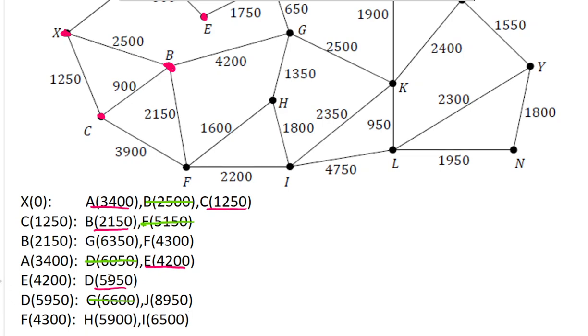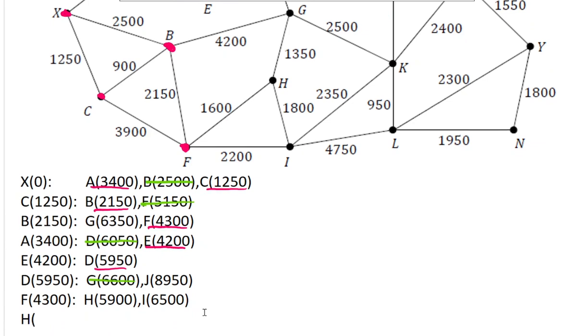So has that done anything for us at all? No, this is just added in a whole bunch of other points. F is visited, I suppose, so it's not one of our live points anymore. That is done. So now we have G, J, H, and I to go. So what's the smallest one? H for 5900, I think. So H 5900.